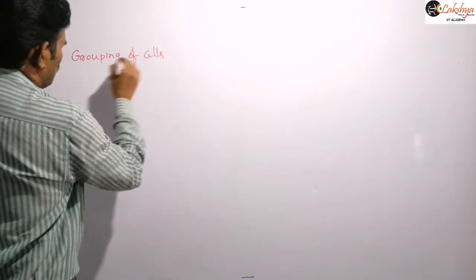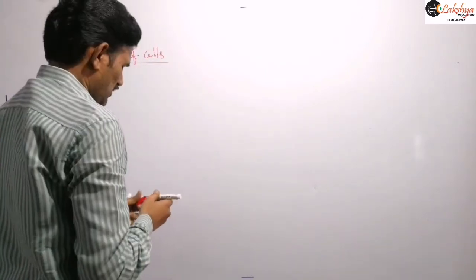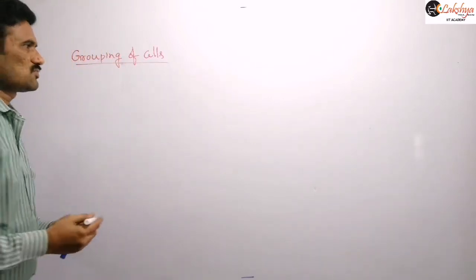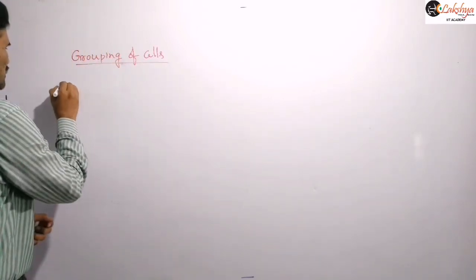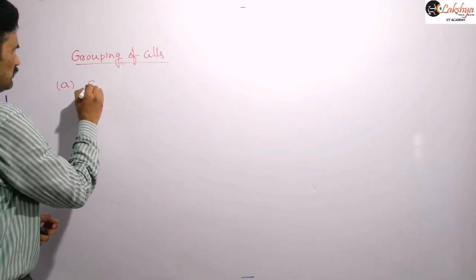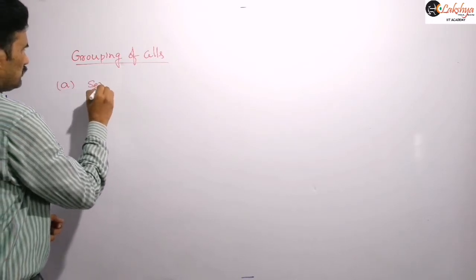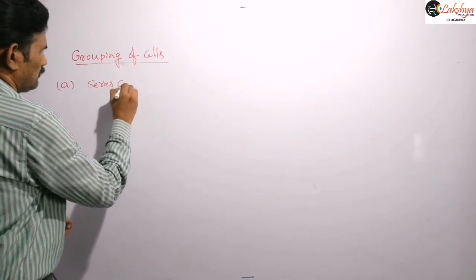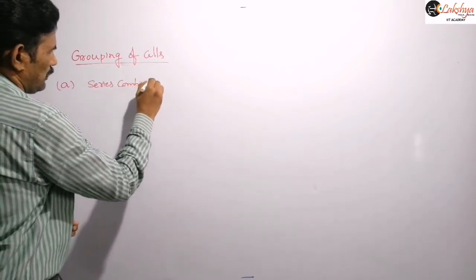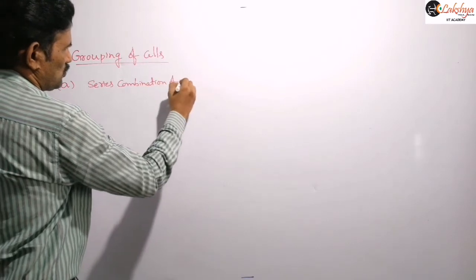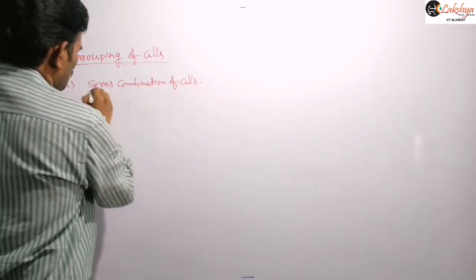So grouping of cells or the combination of cells. In these different combinations will be there. Then first I am discussing about this series combination. Series combination of cells, right?